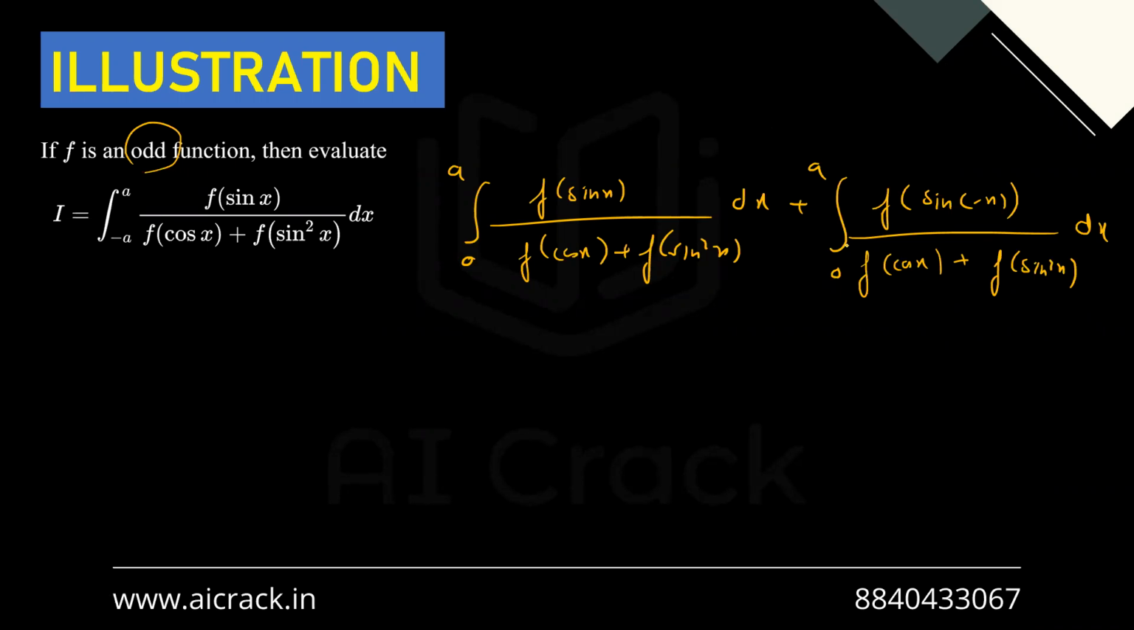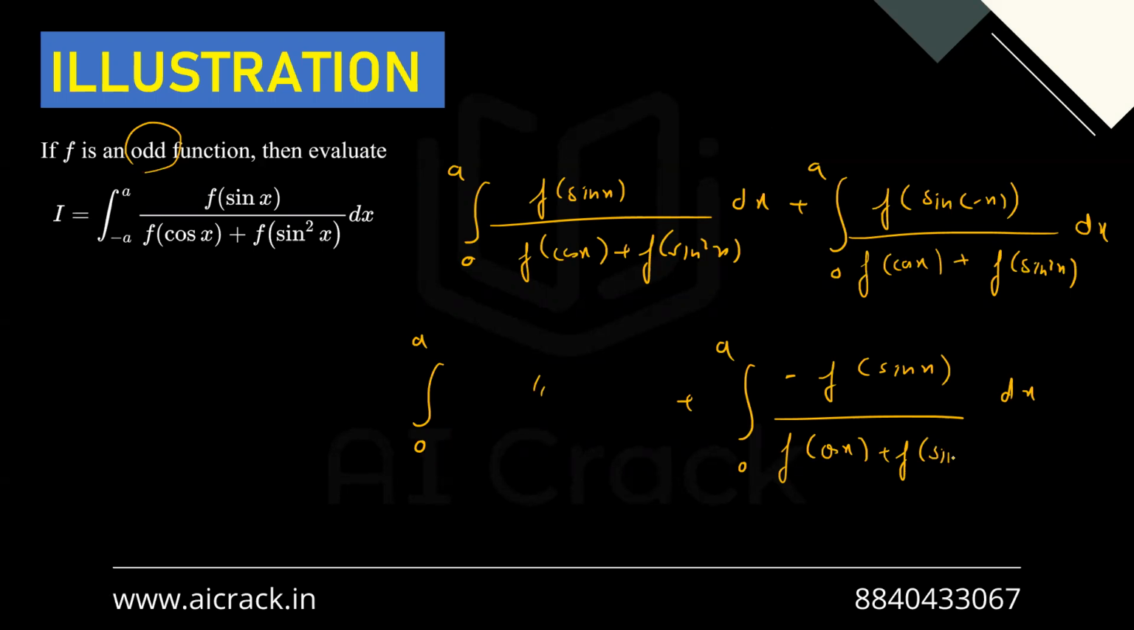Now you can see that the denominator is same for both these entities, right? Now in the numerator over here, sine of minus x would be minus sine x. So that would become integral 0 to a this one plus integral 0 to a f of minus sine x. Now f is an odd function, so f of minus sine x would be minus f of sine x, right? That would give me minus f of sine x dx divided by f of cos x plus f of sine square x.